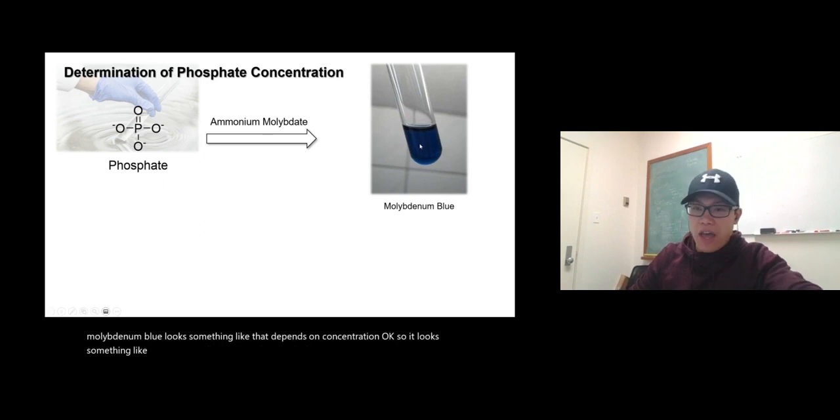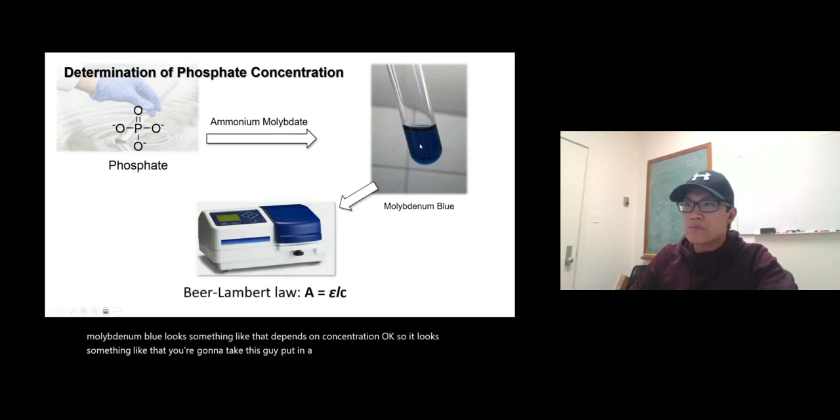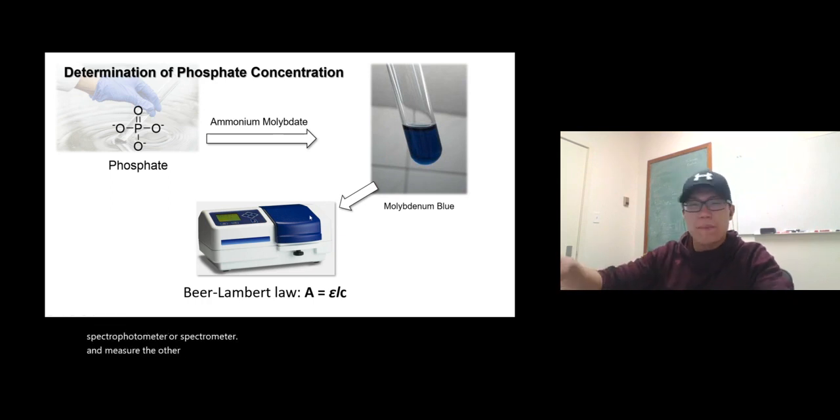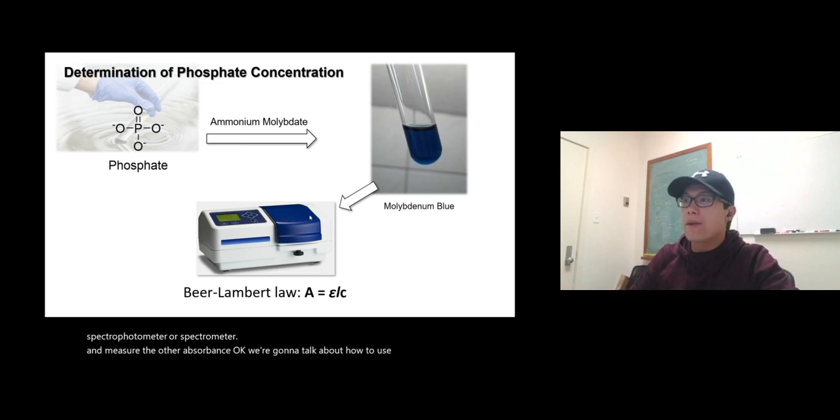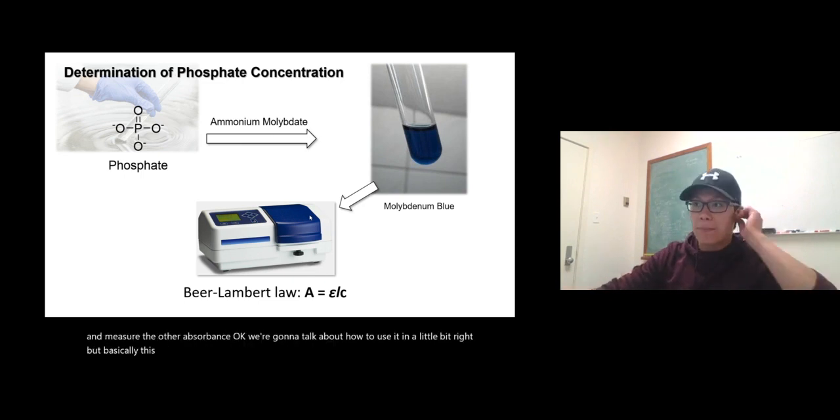You're going to take this, put it in a cuvette, and place it in the spectrophotometer or spectrometer and measure the absorbance. We're going to talk about how to use it in a little bit, but basically, this is what you're going to do in this lab.